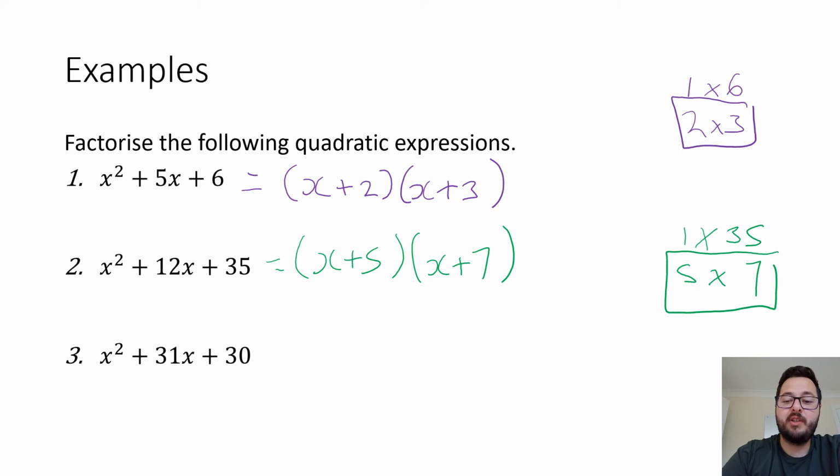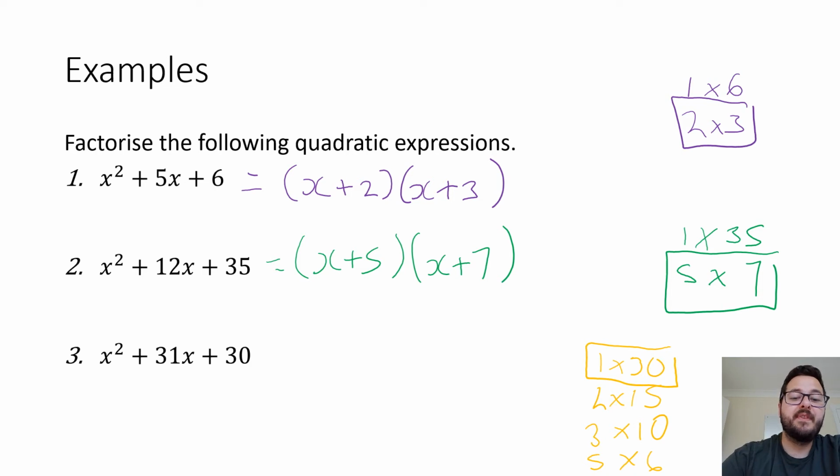So again, what times to make 30? We've got 1 times 30, 2 times 15, 3 times 10, 4 doesn't go into it, and 5 times 6. There's a few more options here, but the one that's going to add to make 31 is going to be 1 and 30. So this is x plus 1, x plus 30. Okay, great.